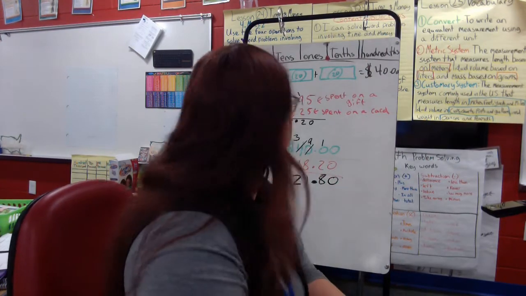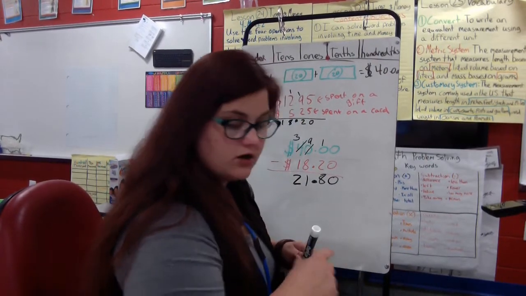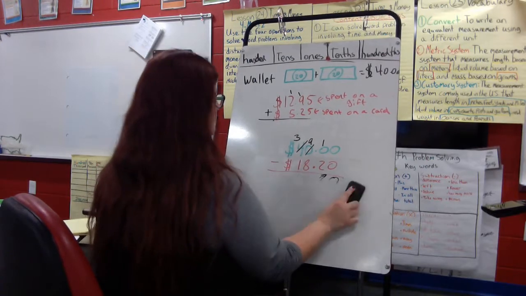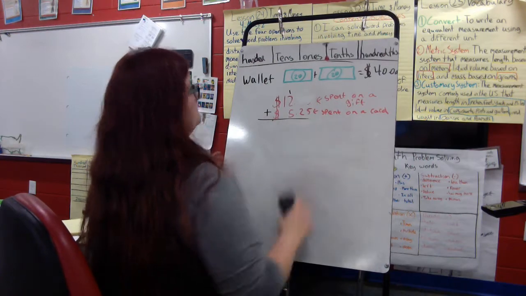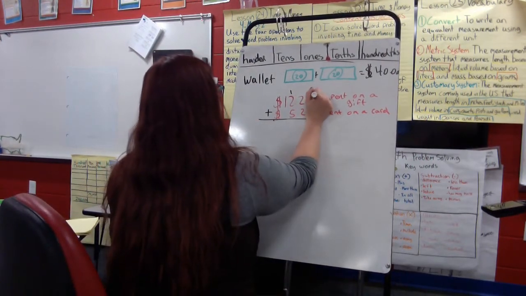Oh, did I write something down wrong? I did. It wasn't $12.95. It was $12.25. So I did that wrong. Oh no. I'm going to have to erase all of that. All right. Miss Hotchkiss, get it together. Make sure you're reading the problem right.